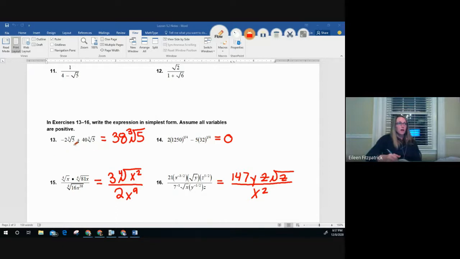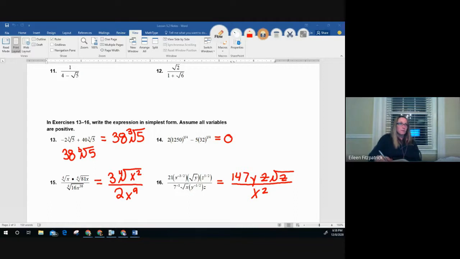For the first one, it's simply like radicals. When you have the same index, the cube root, and the same radicand, 5, you just work with the coefficients. Think of it if it was like negative 2x plus 40x, right? The x's don't change. You just work with the coefficients, and it's positive 38x, right? It's the same idea here. It's called adding like radicals. Negative 2 plus 40 is a 38 cube root of 5. So that's all I had to do for the first one.